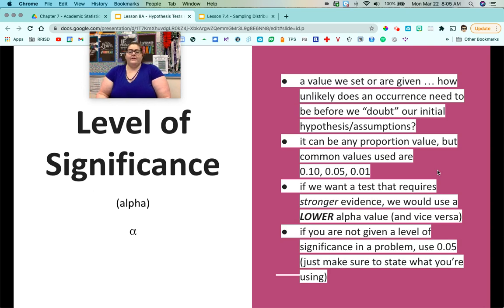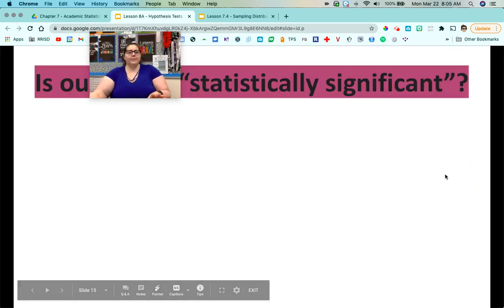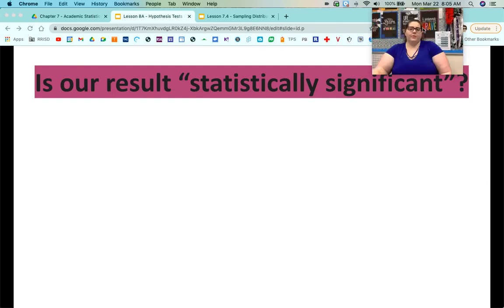But if we're not given a level of significance in a problem, we just usually use 0.05. We would just want to make sure and state what we're using for the sake of the problem. So let's actually apply this to our problem. So basically, once we get a p-value and we know what our alpha is, or we've determined what our alpha level of significance is, we're basically comparing the p-value to the alpha.